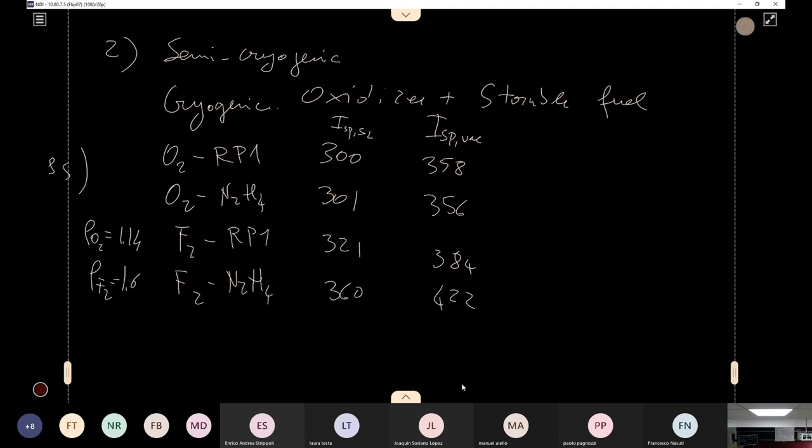And you see the values of the order of 360 seconds for the combination with oxygen and about 400 seconds for the combination with fluorine. But the difference between hydrogen and RP1 is not so high. So, of course, if you have to choose, you will choose for sure RP1, which is quite cheaper and safer.